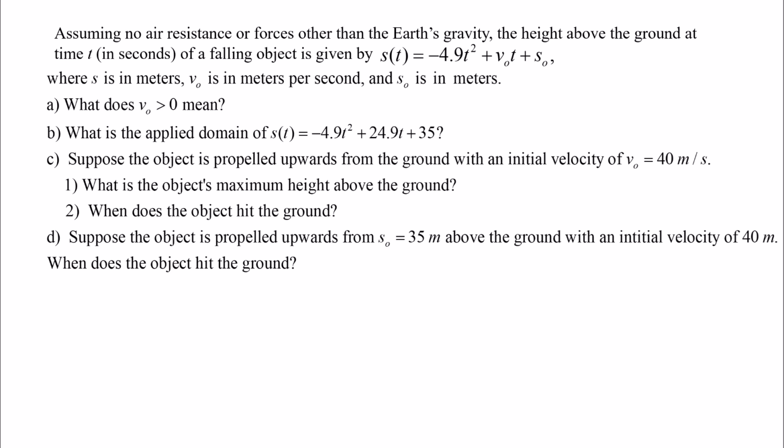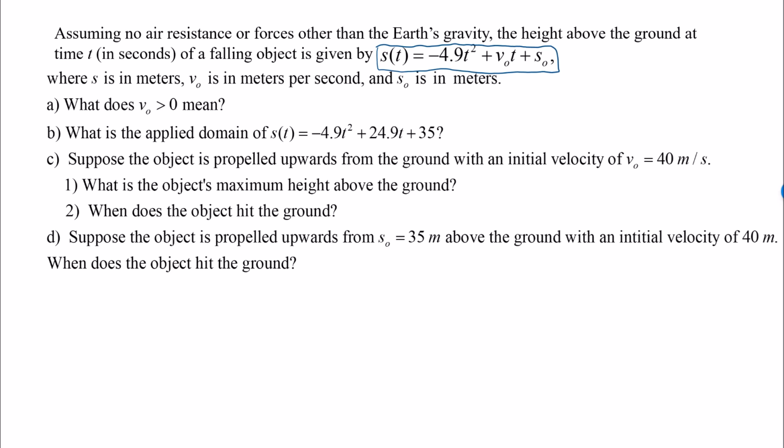Assuming no air resistance or forces other than the Earth's gravity, the height above the ground at time t in seconds of a falling object is given by this equation. Now, this is something that you will likely see again in physics and in calculus. This is the equation that governs the motion of something that's acting under Earth's gravity near the surface of the Earth.